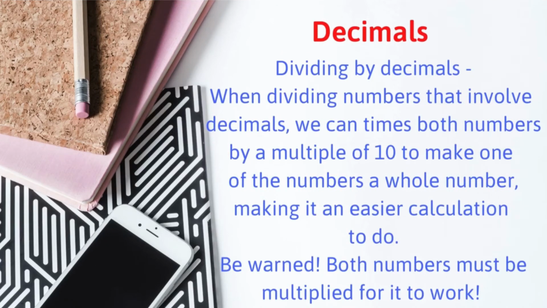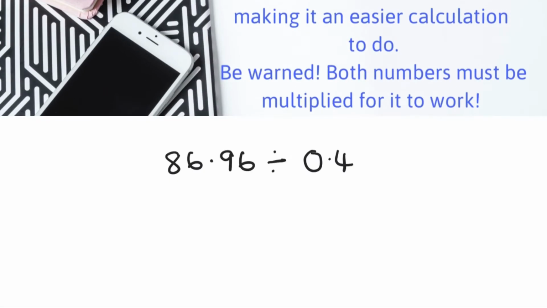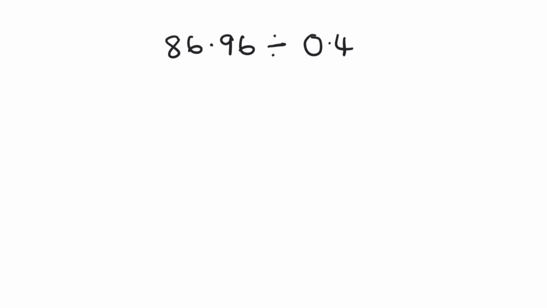When dividing numbers that involve decimals, you can make it a bit more manageable by timesing the number by a multiple of 10, so 10 or 100, to make one of the numbers a whole number, making it an easier calculation to do. But be warned, you need to times both numbers involved by your multiple of 10 for this to work. For example, 86.96 divided by 0.4 is going to be a little bit difficult to do without a calculator. So if we times both of these numbers by 10 to get 869.6 divided by 4, that's a lot easier for us to do.